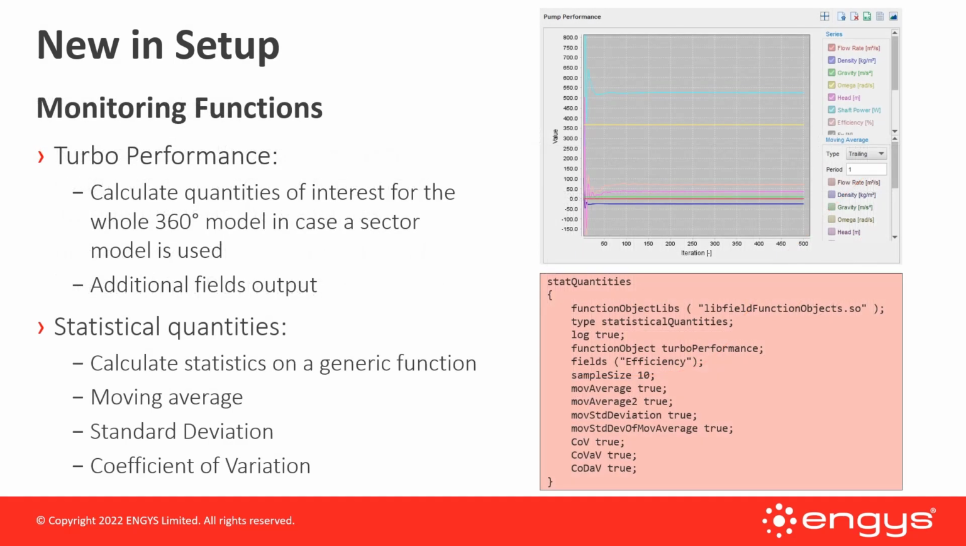Looking at monitoring functions, we have a few additions for the turbo performance. So now the turbo performance function calculates all the quantities of interest for the full 360 model in case you use a sector model using either the cyclic periodic AMI or the discrete mixing plane, the boundary conditions I showed earlier. And it also outputs additional fields such as flow rate, density, and others. There's a new function to calculate statistical quantities on any function that you can have inside the HELYX model, and this includes moving average, standard deviation, coefficient of variation, etc.